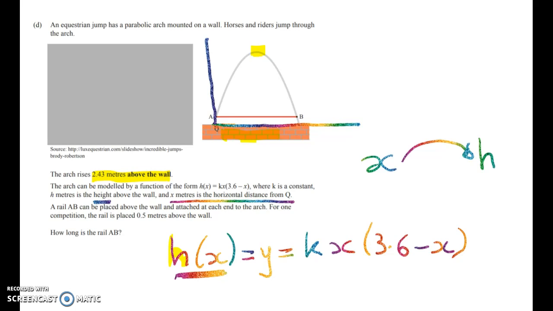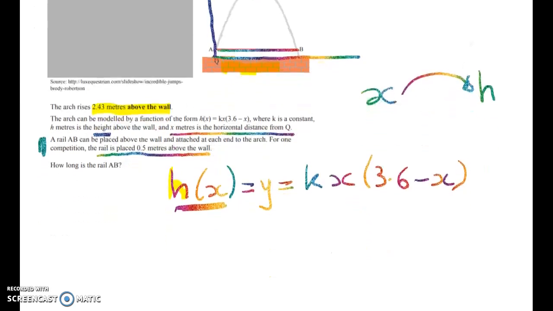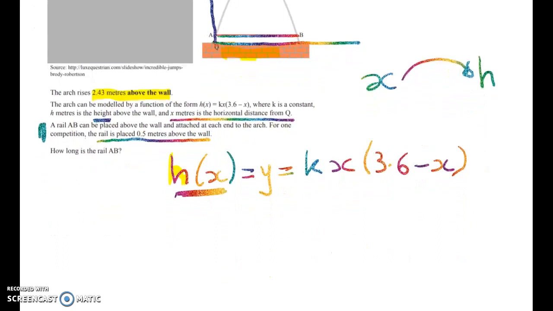But first, we should probably finish reading the question. So we've got a rail, AB, that's getting placed above the wall and attached at each end to the arch. And for one competition, that rail is placed 0.5 meters above the wall. And the rail is marked here as AB. So let's draw all of that out and see what we have to figure out.